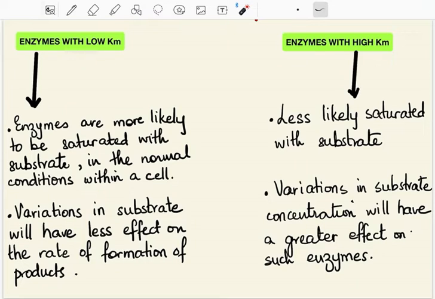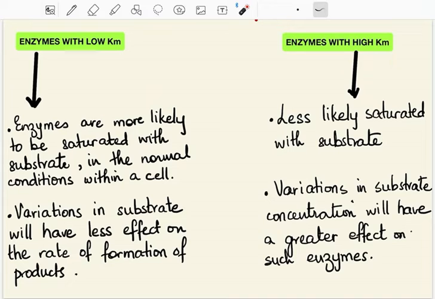And now we move to again summarizing the same thing, the same discussion that we did last time. I'm repeating it so that this concept can be reinforced. Enzymes with low Km are more likely to be saturated with substrate in the normal conditions within a cell. And the advantage of such enzymes is that if inside the body the substrate concentration varies, if there is some variation, it will have less effect on the rate of formation of the products. That is, a change in substrate concentration will not affect the rate of formation of the products in case of enzymes which have a low Km. So they have an edge, they have an advantage.